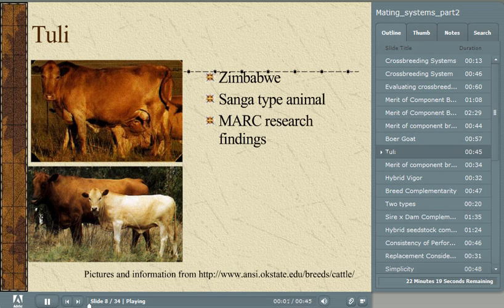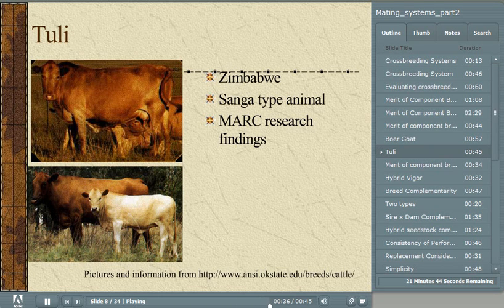Another example would be the Tuli. The Tuli were also actually from Zimbabwe, and they're a heat-tolerant, non-Bos indicus type animal. And the Meat Animal Research Center showed that those animals actually have carcass characteristics that are superior to Angus. But Tuli cattle have been relatively hard to find to use in a crossbreeding program, at least pure Tulis have. They've grown more and more popular in Texas and Arizona, so they're more easy to locate now should you want to use them in a heat-tolerant crossbreeding system.